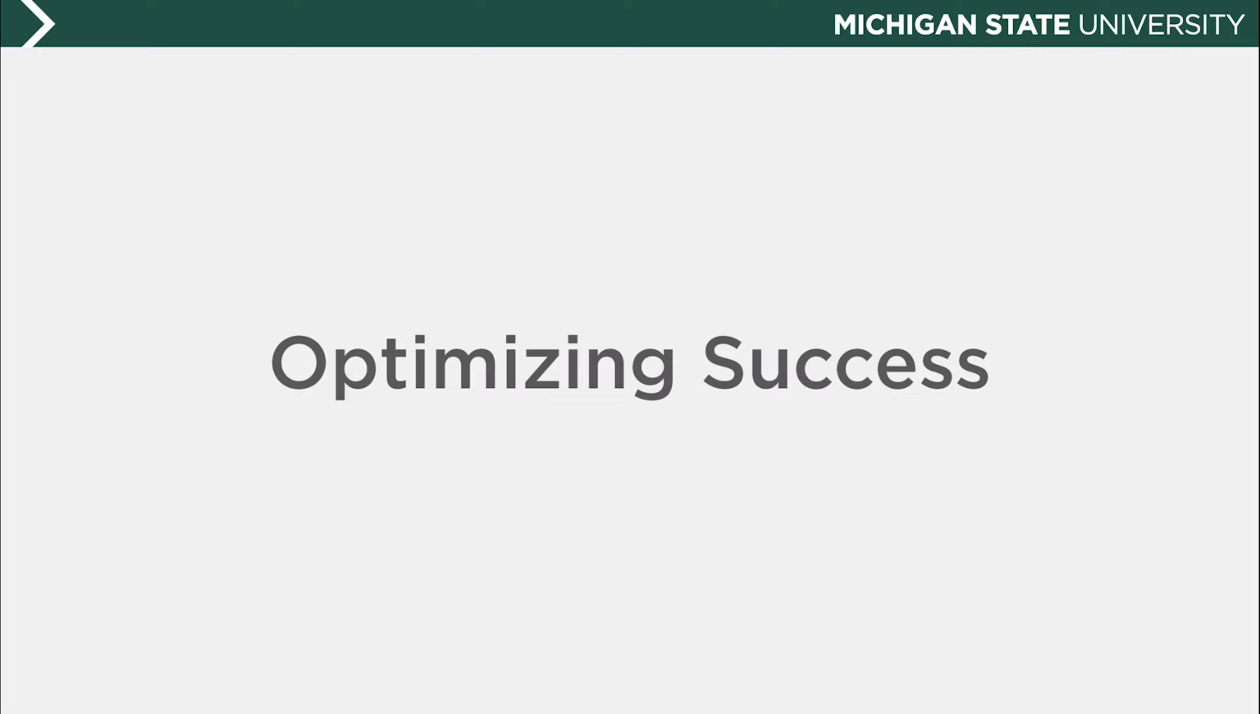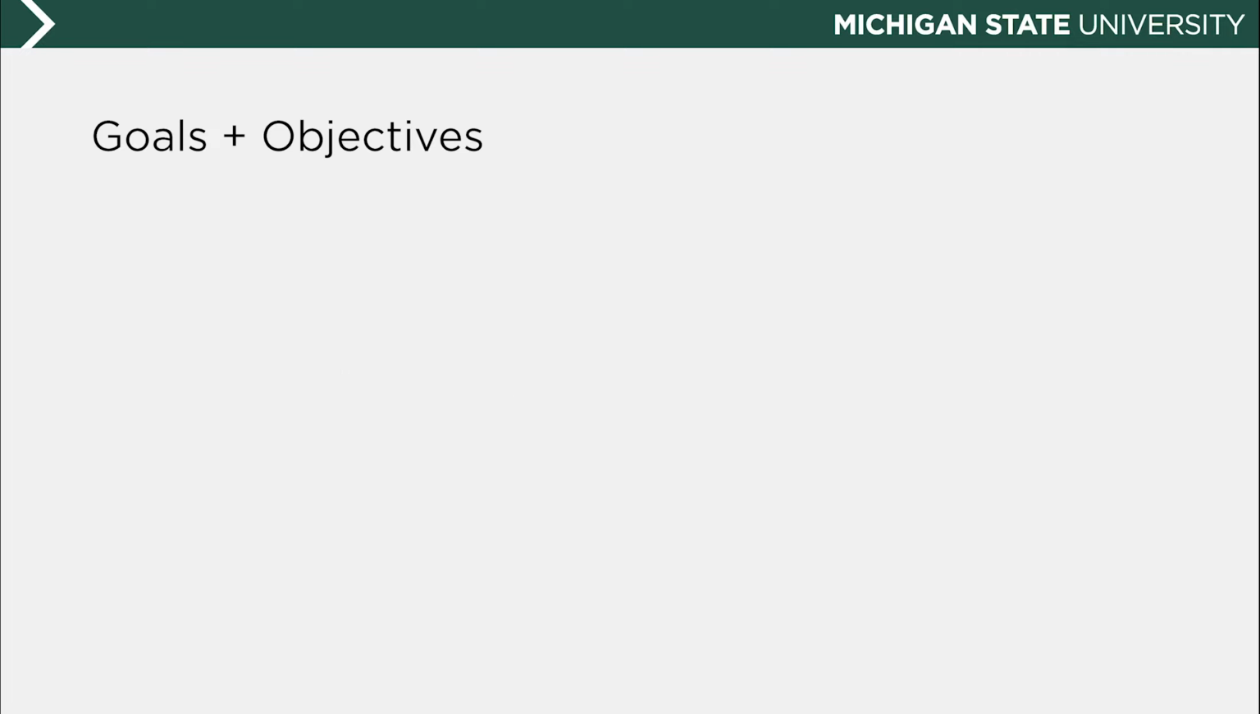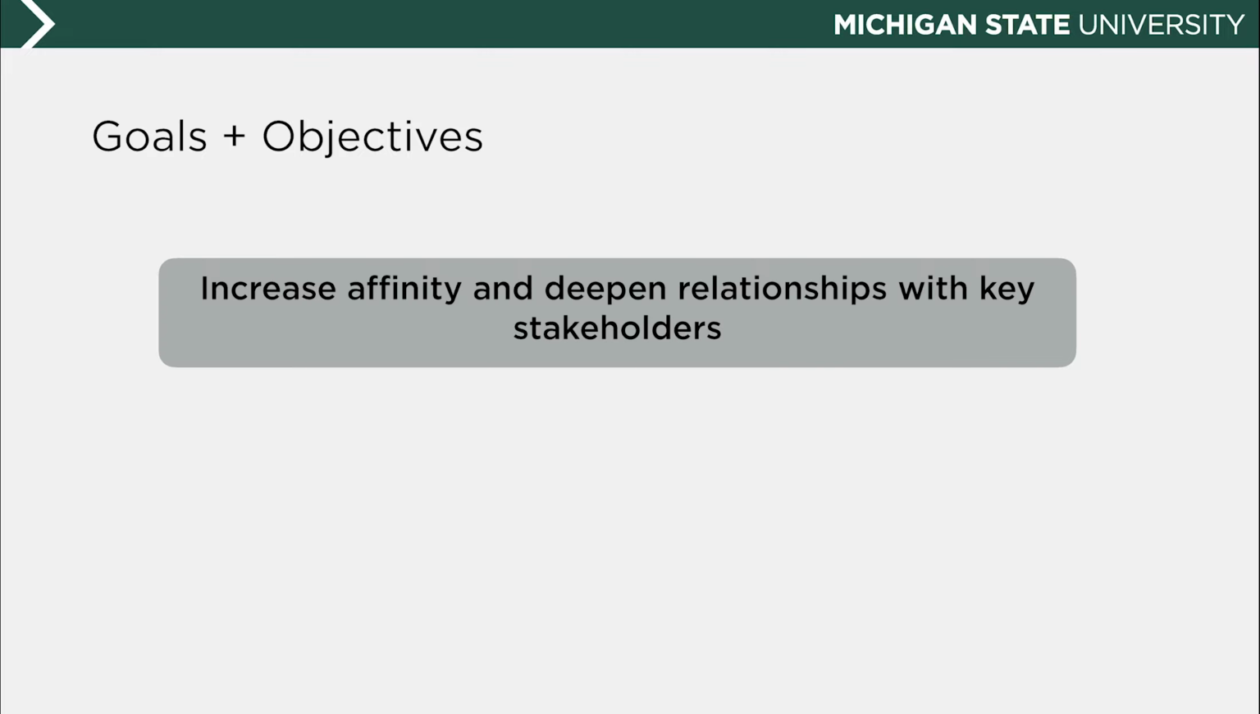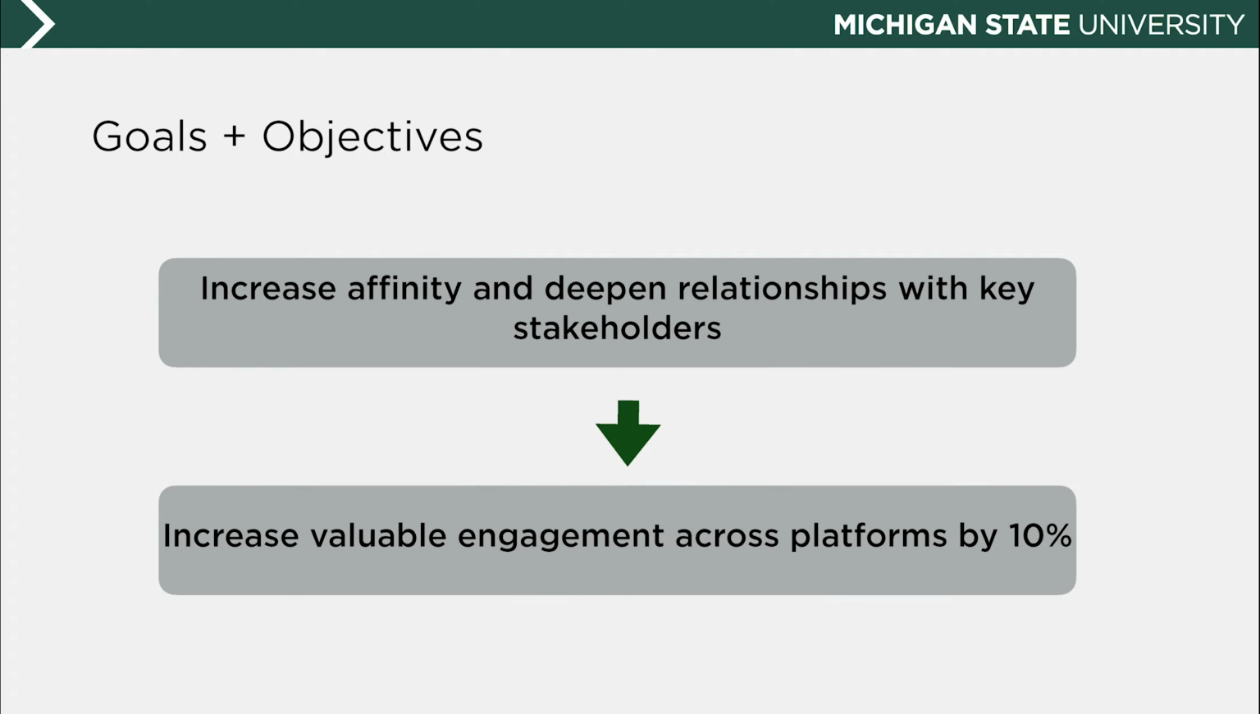Okay, I'm going to talk a little bit about optimizing success. I think the first thing you always need to think about is tying everything back to your goals as a department, as a unit, as an organization. So for us, one of our main goals is to increase affinity and really deepen relationships with our audience. So that isn't measurable, but what is? For us, that goal essentially comes down to increasing valuable engagement across platforms by 10%.